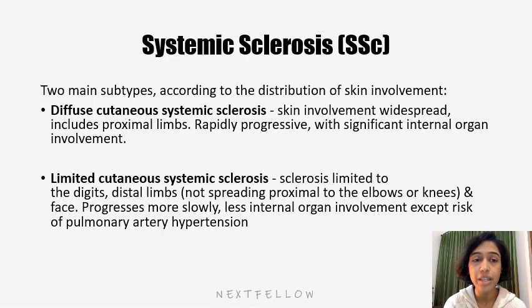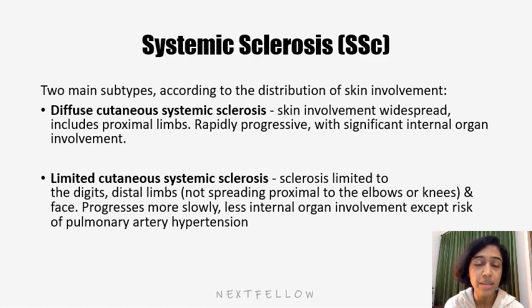So what is systemic sclerosis? There are two subtypes that you need to know, and this depends on the distribution of the skin involvement. In diffuse systemic sclerosis, there is widespread skin involvement, and that means it includes the proximal part of the limbs. That means the sclerosis of the skin goes above the elbows and above the knees as well. It's rapidly progressive, and some cases can have significant internal organ involvement. The organs involved are typically the kidneys and the lungs.